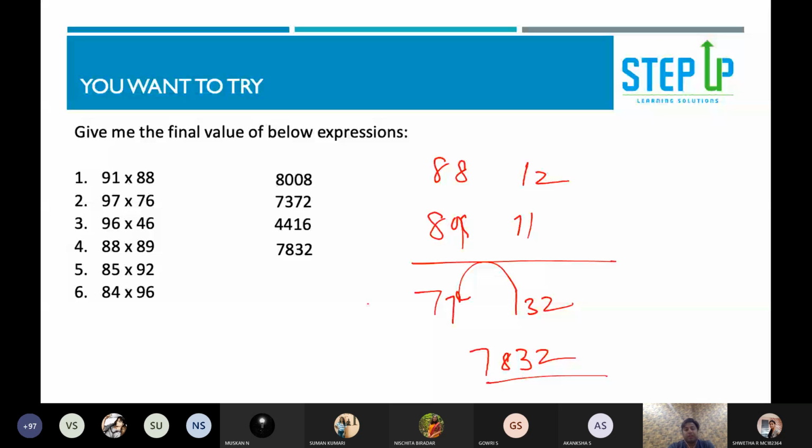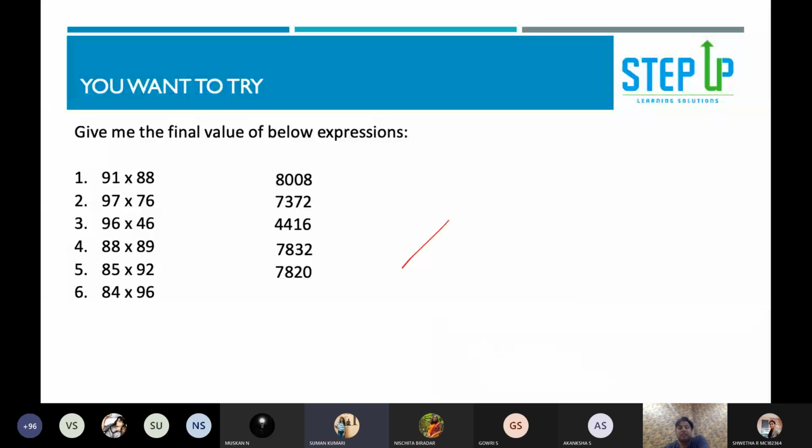Is it clear? What is 85 multiplied by 92? 7820. Please explain once again. Yes, I will. See, here you have 85 and 92.